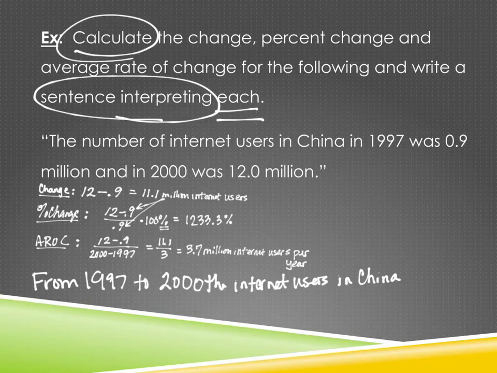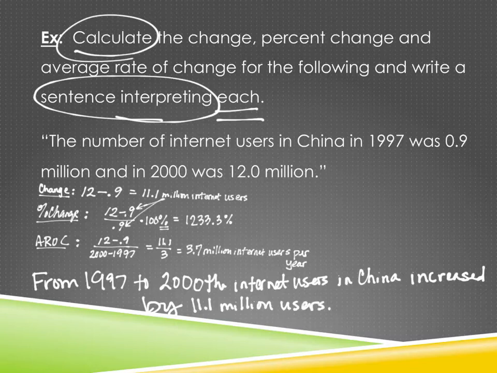So the internet users in China increased, past tense, by, and then this is the part that's different. Every single sentence looks exactly the same, so you're going to write this thing down 3 times. The first time it's going to say with the change. So it increased by 11.1 million users.